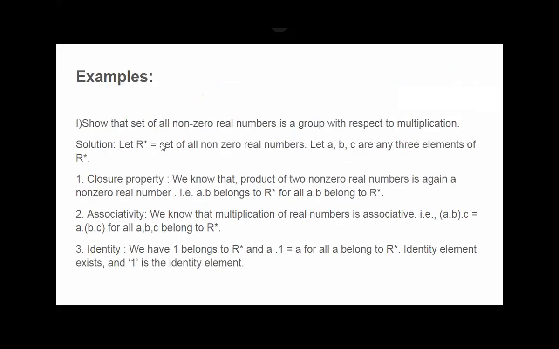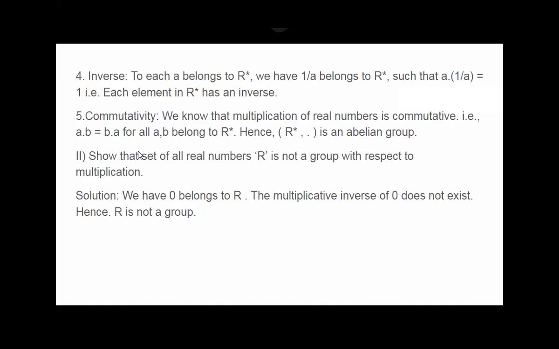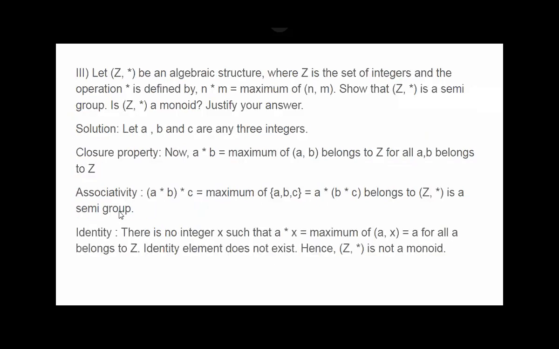In the first, we have shown that it is a group and it is an abelian group due to commutativity. And then this one also we have solved. The set of real numbers is not a group because it includes 0 and the inverse of 0 does not exist.